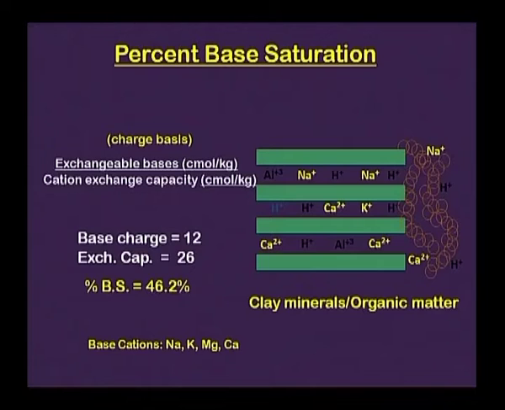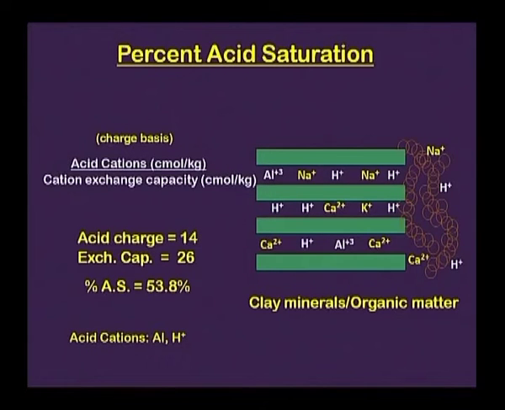In this another example, the base cations are sodium, potassium, magnesium and calcium. When these exchangeable bases are divided by cation exchange capacity of soil, it gives percent base saturation. In this example, the base charges are 12, the cation exchange capacity of soil is 26, resulting into the percent base saturation of 46.2%.